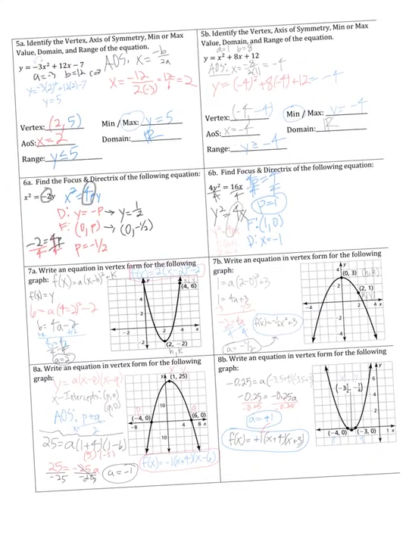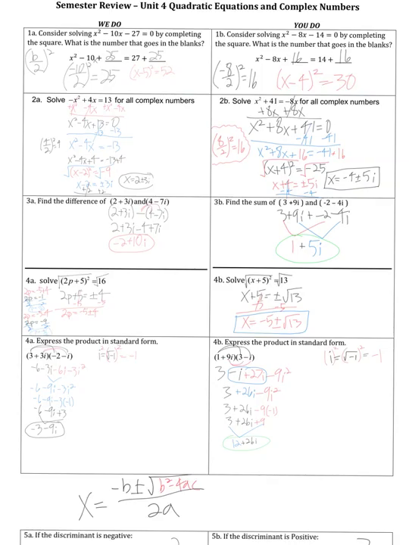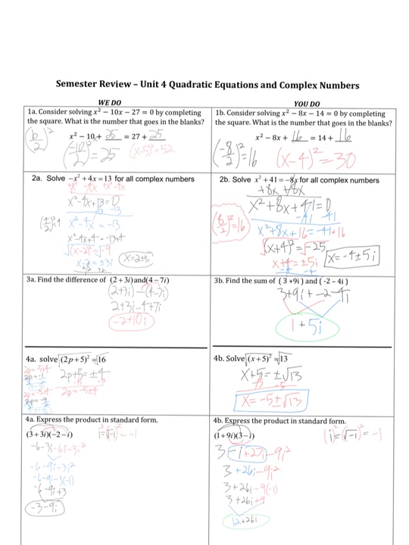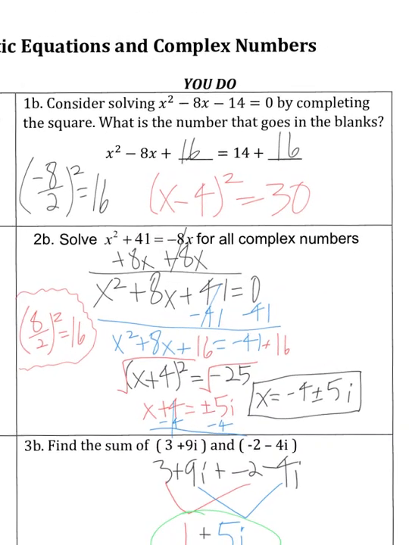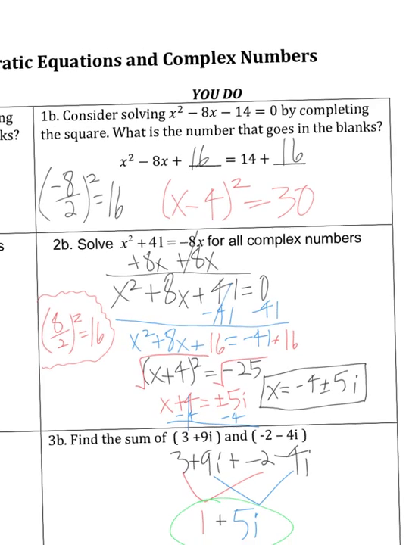Alright, next review. So unit 4, consider solving by completing the square. All you have to do is b over 2 squared. So that's negative 8 over 2 squared. That makes 16. So the factors of 16 that add to negative 8 are negative 4 and negative 4. So I wrote x minus 4 squared equals 14 plus 16 is 30.